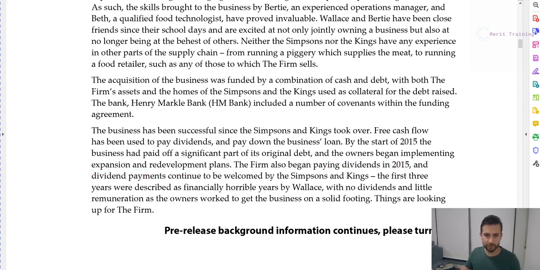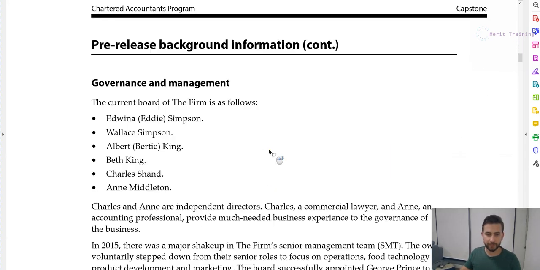The first 3 years were described as financially horrible by Wallace, with no dividends and little remuneration. Let's copy that. Things are looking up for the firm.